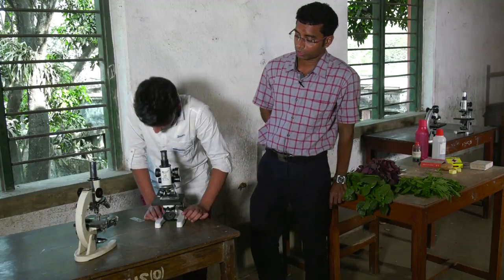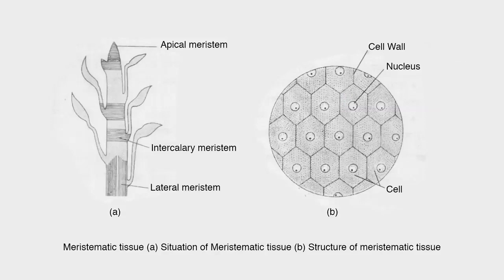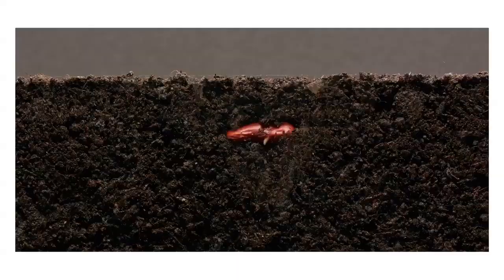What we see under the microscope is a tissue consisting of hundreds of cells. The cells are small, they have thin walls, there is no vacuole inside the cells, and there are no specialized features in these cells. The name of this tissue is meristematic tissue.